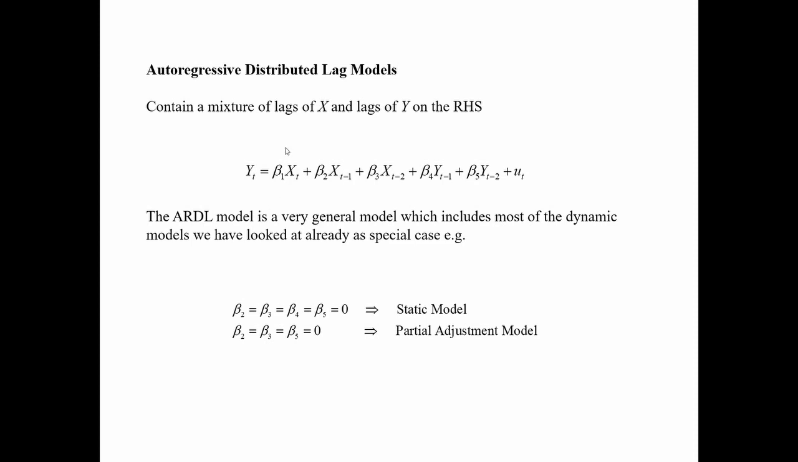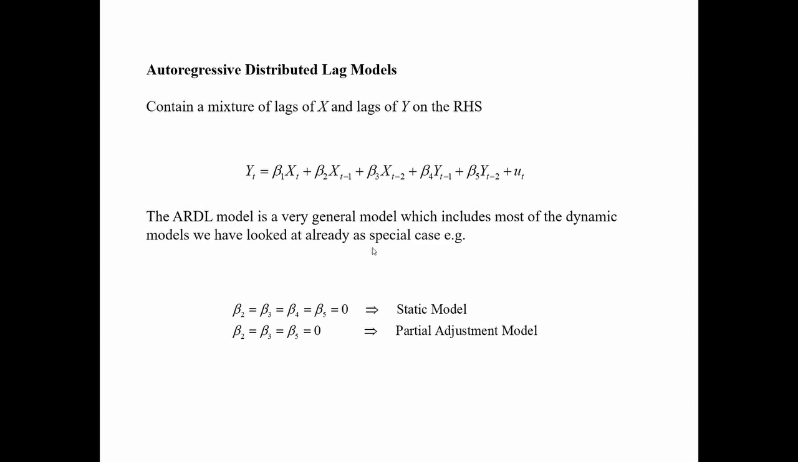So we have a model, for example, here, yt equals beta 1 xt plus beta 2 xt minus 1 plus beta 3 xt minus 2 plus beta 4 yt minus 1 plus beta 5 yt minus 2 plus ut. And again, we're going to assume here that the ut are white noise errors. They're independent random noise, essentially.